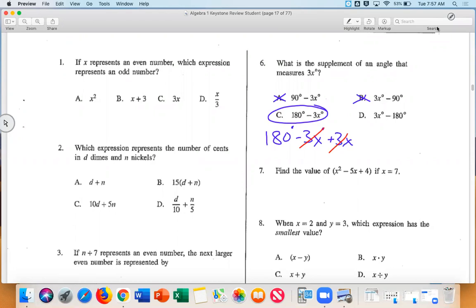Sophie, how about we try number 7? Find the value of x squared minus 5x plus 4 if x is 7. So what does that mean? Very good. It means just plug it in. So we're going to do 7 squared, which is, do you know what that is? 49. So we have 49 minus 7 times 5.